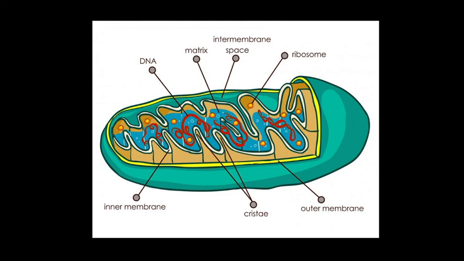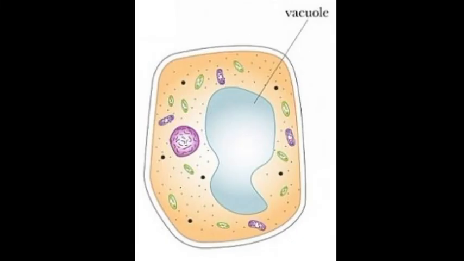Now the next one is your vacuole. Vacuoles are large vesicles that hold water or air in them and give structural rigidity to the cell. Vacuoles are common in plant cells. In animals, the vacuoles are either very small or absent. Okay, beta, this is all about your cell organelles which are in the cell.